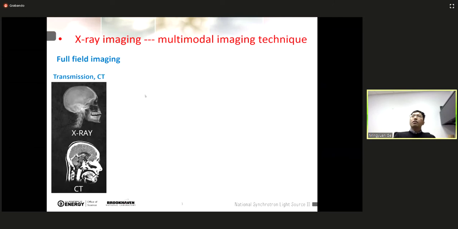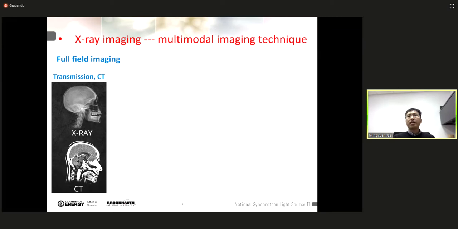Okay, so why is X-ray imaging very important, especially in research? Because X-ray imaging is a kind of multimodal imaging technique, which means we can detect multiple signals from X-rays and do some computations and manipulations. We get all kinds of signals and all kinds of information from the material and object.